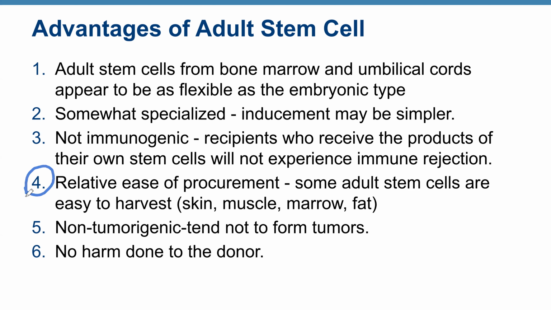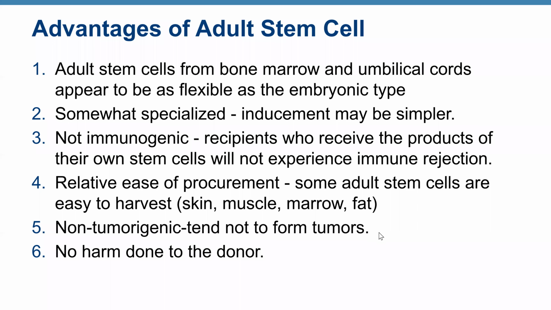This tells us that some adult stem cells are easy to harvest. So it's a relative ease of procurement. Procurement is a big word. It means how you collect them, which is pretty easy. They are non-tumorigenic, so they do not form tumors and do not induce tumors. And of course, no harm is done to the donor.